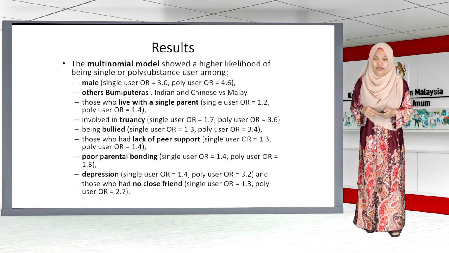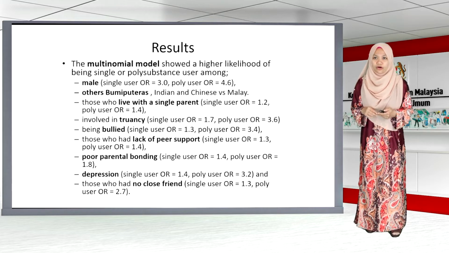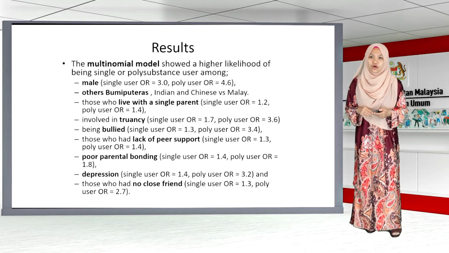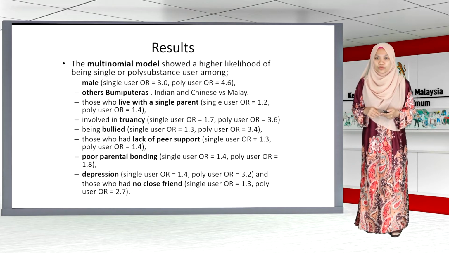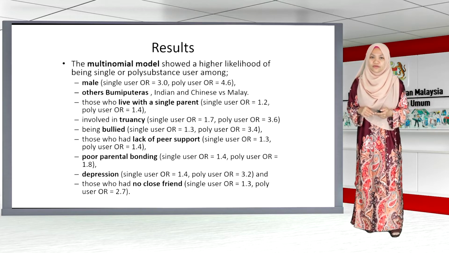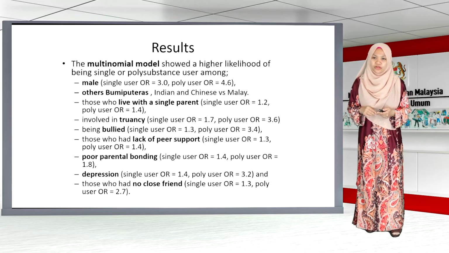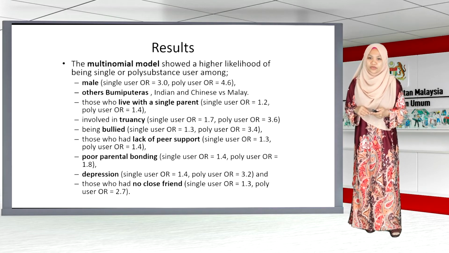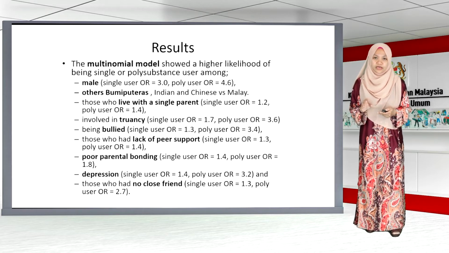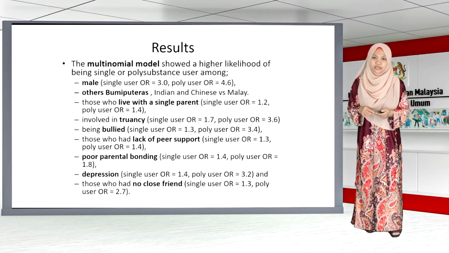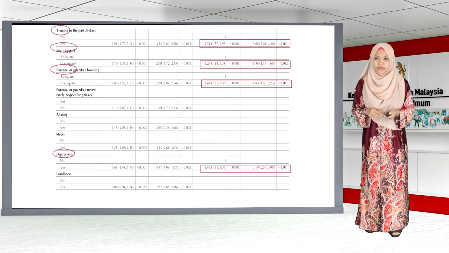For the multinomial model, we found higher odds of being a single or polysubstance user compared to a non-user among male students, those from other Bumiputera, Indian, and Chinese ethnicities compared to Malay, those living with a single parent, those involved in truancy, being bullied, lack of peer support, poor parental bonding, having depression, and having no close friend. This is the adjusted odds ratio for single and polysubstance use.